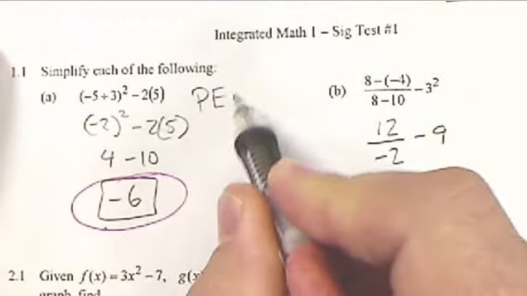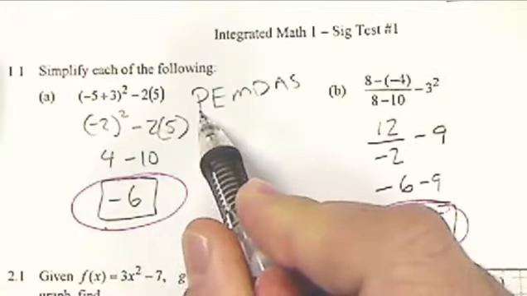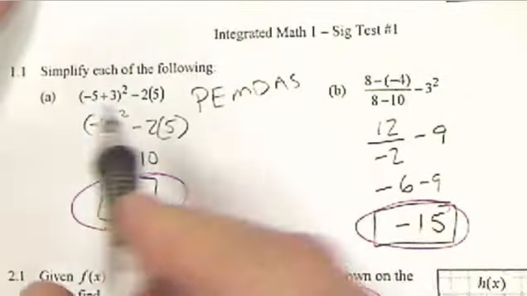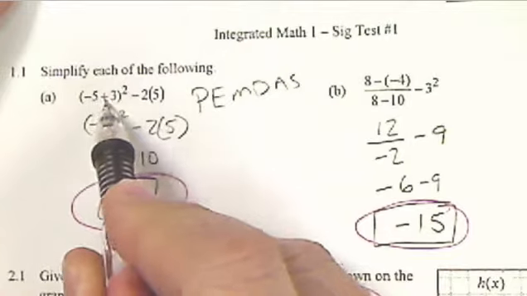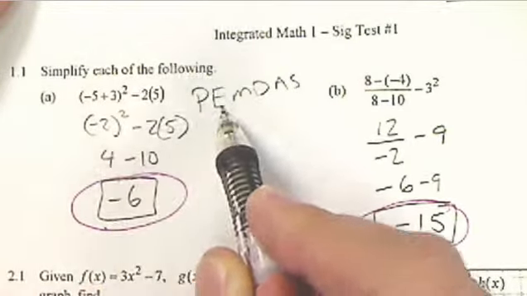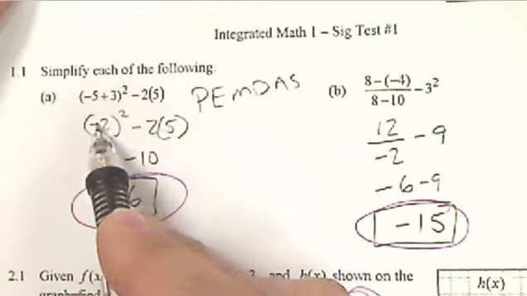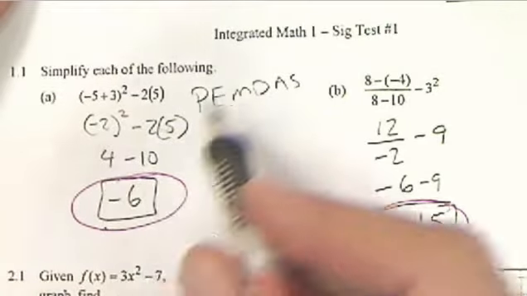Please excuse my dear Aunt Sally. You must do what's inside the parentheses first. So that's -5 plus 3 is -2. Then I do the exponent. So it's (-2) squared, which is +4, because a -2 times a -2 is a +4.